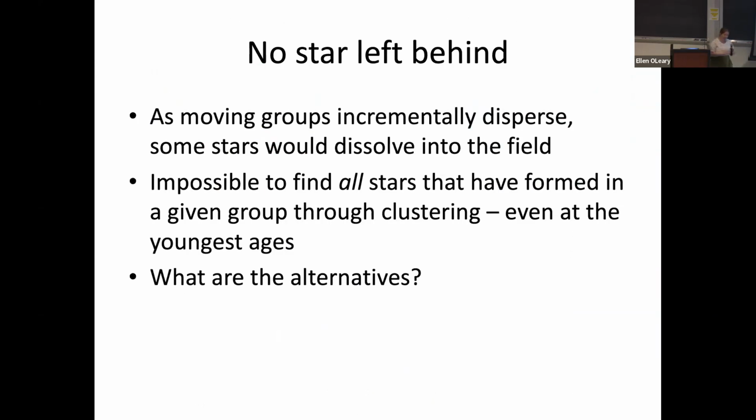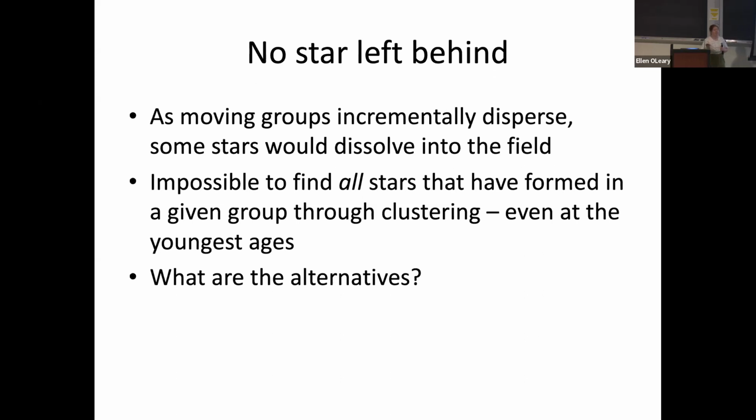But as great as all of these clustering techniques are, you would never be able to identify every single star that originally formed within a particular moving group. Some stars are very eager to leave their nests, and some do it much more violently than others. Even in the youngest regions like Orion, you have plenty of stars that have already escaped the confines of the star forming region. Because they have different kinematics, you cannot identify them using clustering on the kinematics.